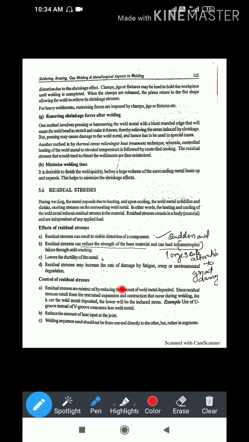Environmental degradation means, see, if you are doing a plaster wall, a construction building, or your wall is a construction of brick, it is plastered with cement.